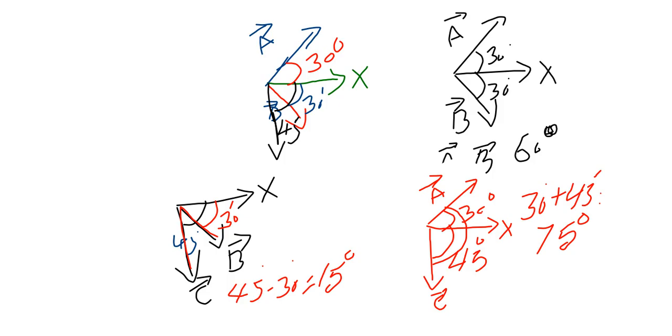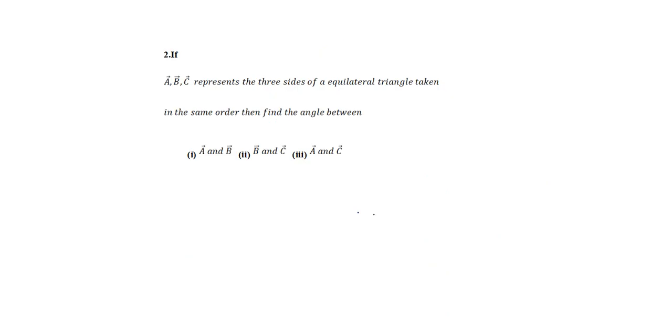Next question is, A bar, B bar, C bar represents the three sides of a equilateral triangle taken in the same order. Then find the angle between A bar and B bar, B bar and C bar, A bar and C bar.